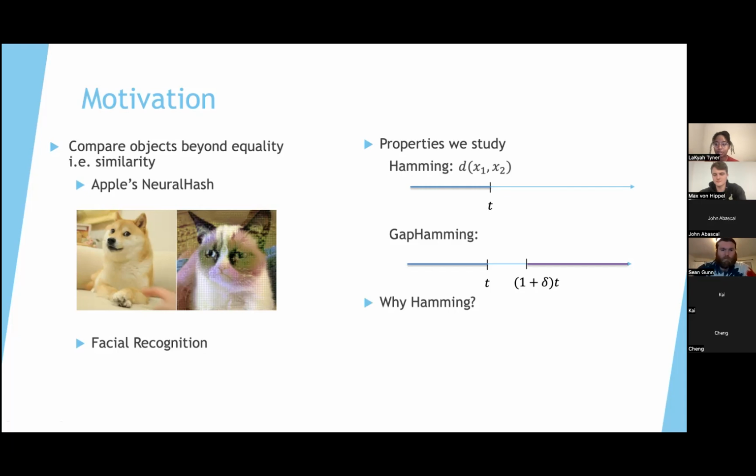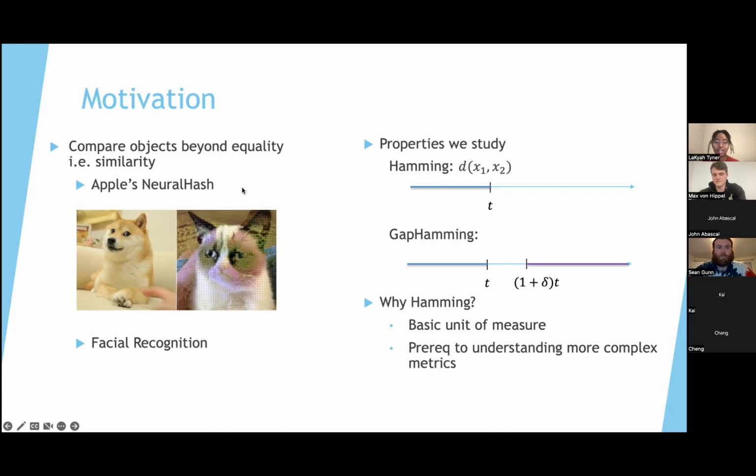So why did we decide to study Hamming? Hamming serves as a very basic unit of measure and can lead us to understanding even more complex metrics, like the metrics that were used to build this NeuralHash application. Okay, and it's also a common method of measuring the similarity between feature vectors in machine learning. So this is good evidence that we're moving in the right direction when we decide to study Hamming.